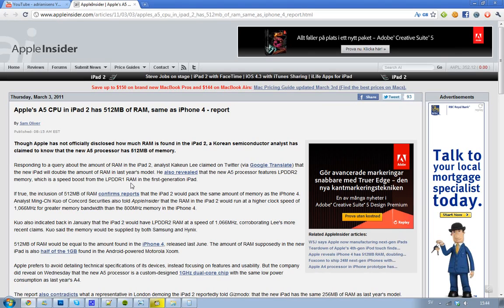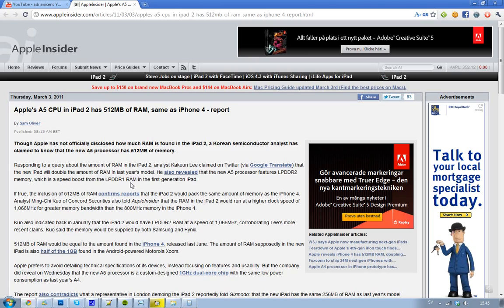Hey guys, we have some very good rumors today. There are two different analysts, one from Korea and another from another country, saying that the iPad 2 is only going to have 256 megabytes of RAM. Nothing is confirmed, but Gizmodo wrote that and asked the people who were there, and they couldn't confirm it.